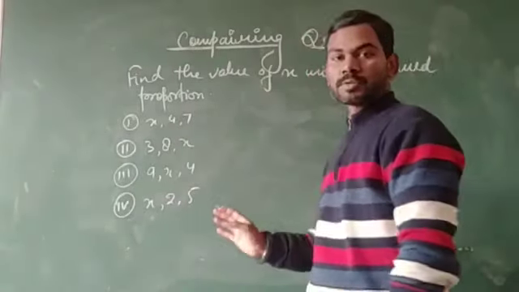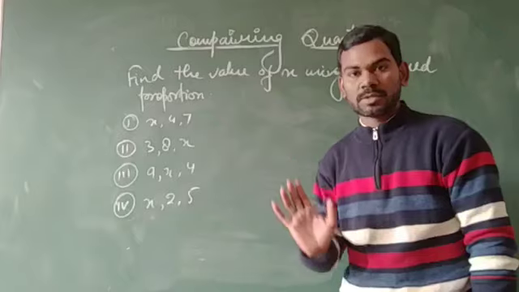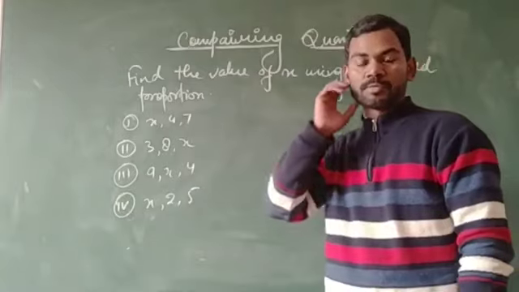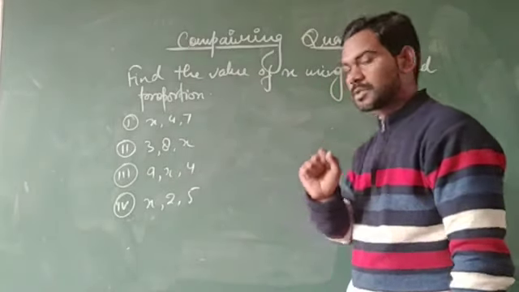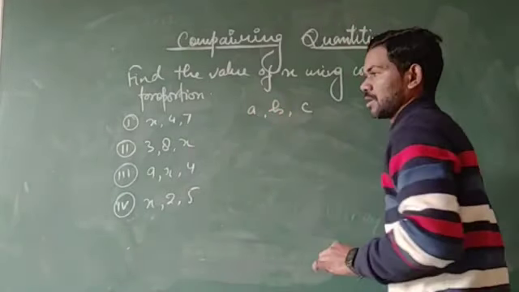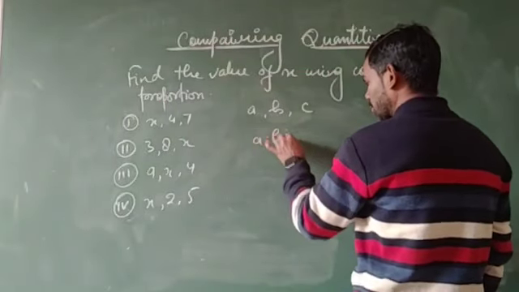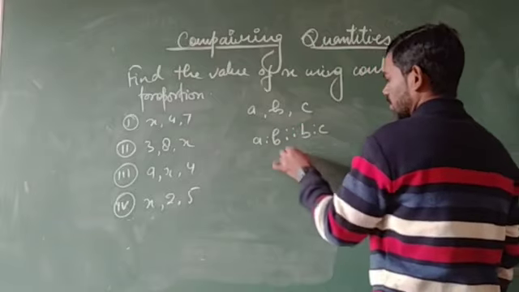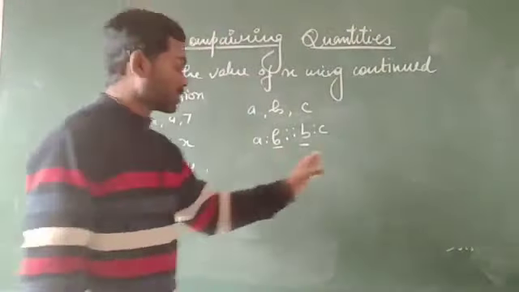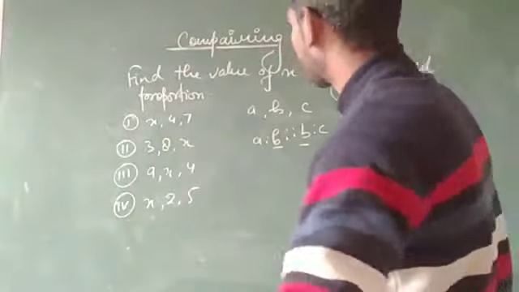First of all, in order to solve this question, let us revise what the definition of continued proportion says. Because without the definition, we are not able to find the value of x using continued proportion. So what is continued proportion? Suppose A, B and C are in continued proportion if A is to B proportional to B is to C. That means the middle term of the proportion is the same in both ratios. Then these quantities are said to be in continued proportion.